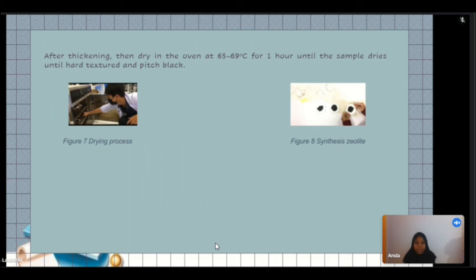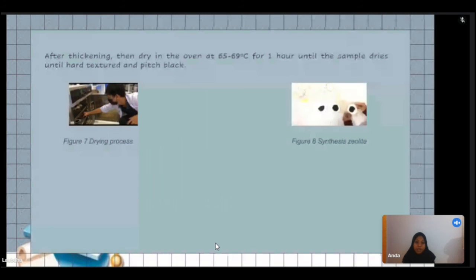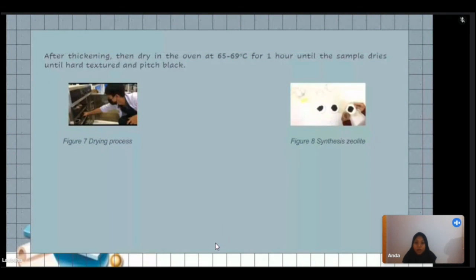After cooking, we dry it in the oven at 65 or 68 degrees Celsius for 1 hour until the sample dries to a hard texture and is pitch black. Figure 2 is the drying process and figure 3 is the synthetic zeolite.